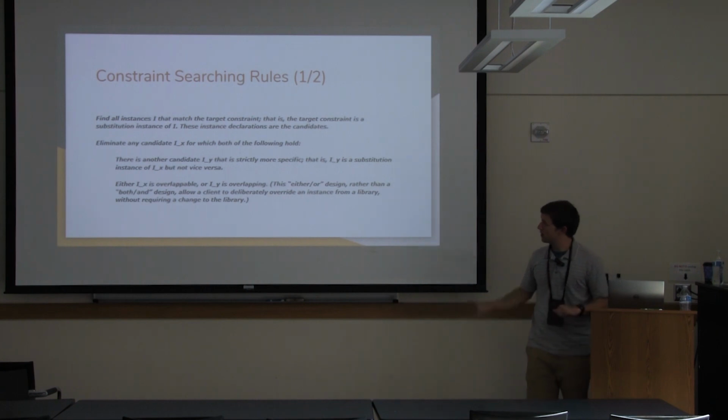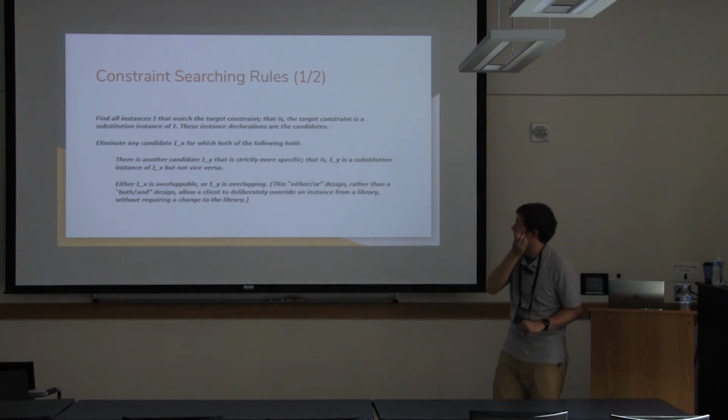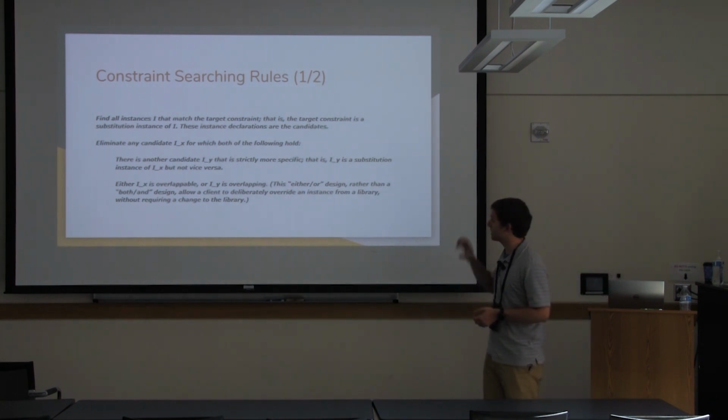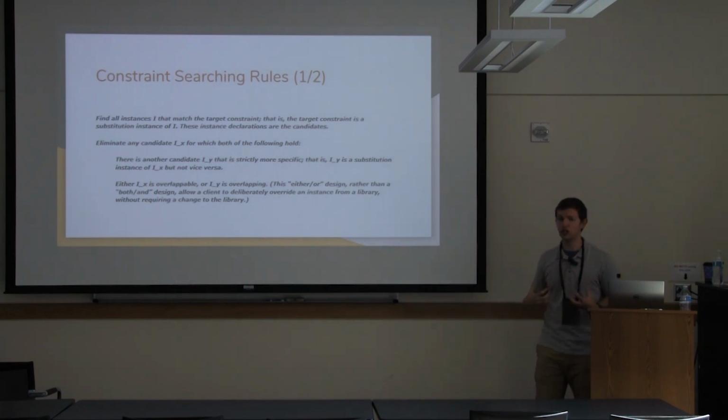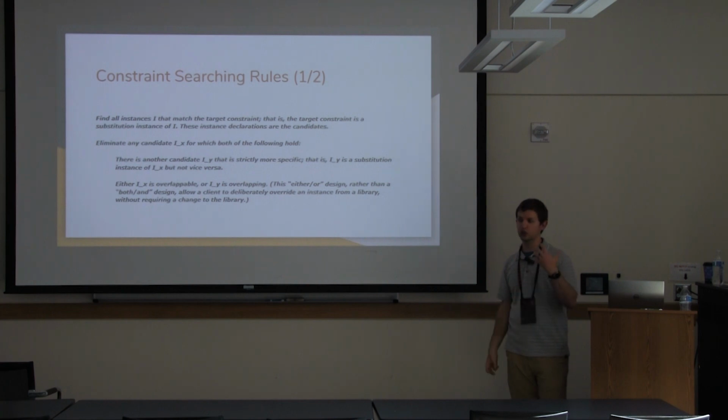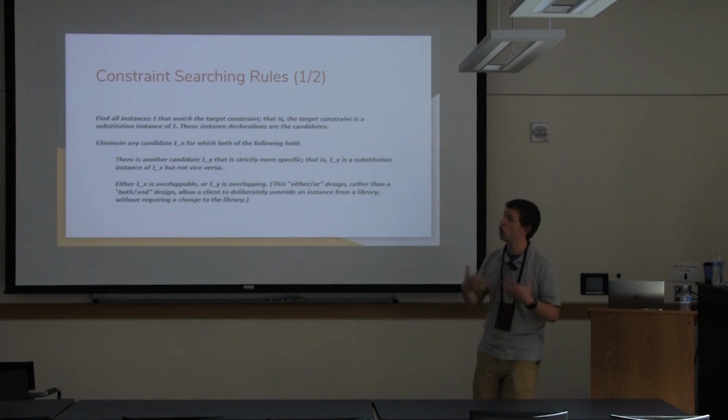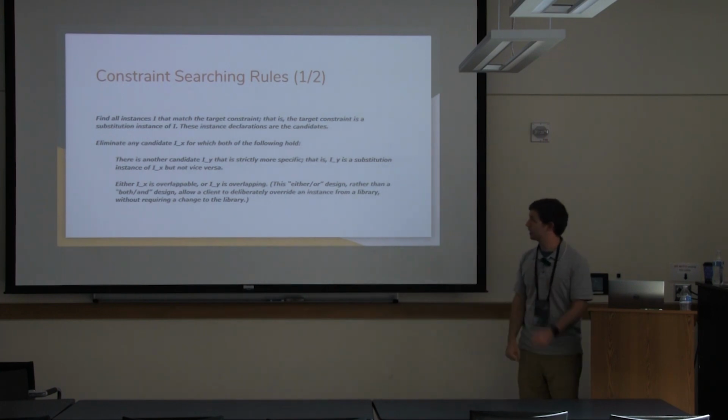All right, so the next thing we're talking about is these constraint searching rules, and then we're going to come back to those. The reason I wanted to talk through this is that it walks you through what GHC is actually doing when it's trying to solve a constraint and pull in an instance to make that work. So the first thing it does is look for all instances I that match the target constraint.